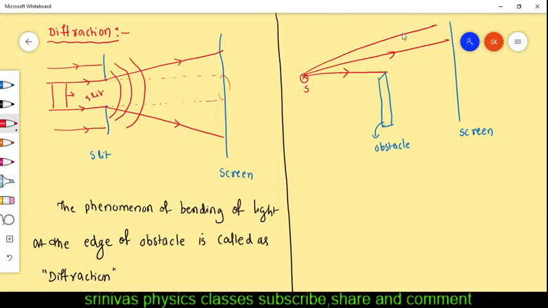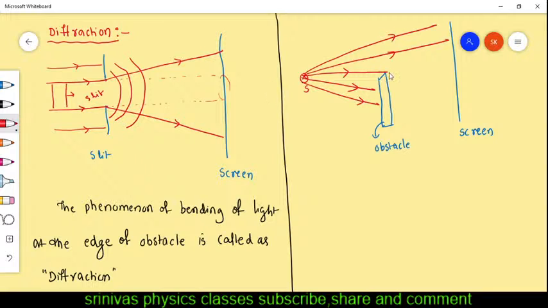Like this, light will travel to the screen, in all directions. Here, what happens? The two light rays which are incident on the obstacle cannot pass through it. The obstacle blocks the light rays. That's why, on the screen, this is what you have to expect.